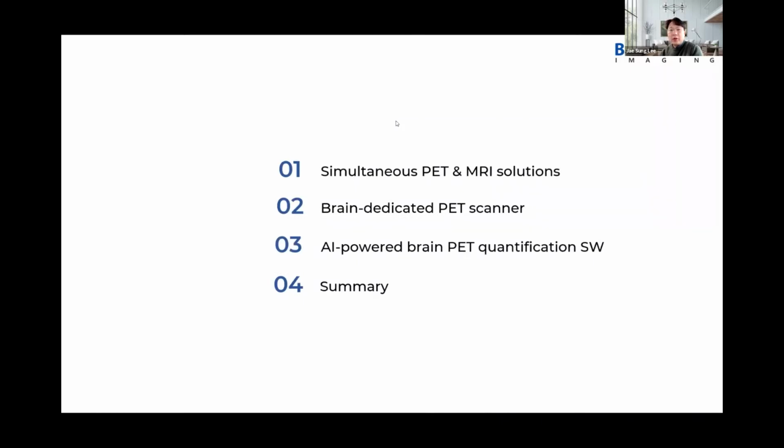Here is the outline of my presentation. Today, let me mainly introduce our current technology at Attenuation Imaging. That includes the MR-compatible PET solution for simultaneous PET-MR, which is a preclinical machine, and the brain-dedicated PET scanner, which is an extension of our technology to the clinical system. Then let me briefly introduce how we have developed the AI-powered brain quantification software that is supposed to be used in brain PET imaging research and potentially for clinical application.